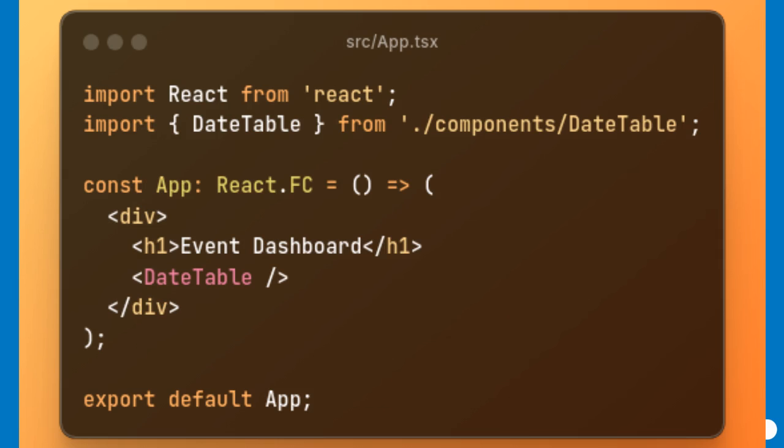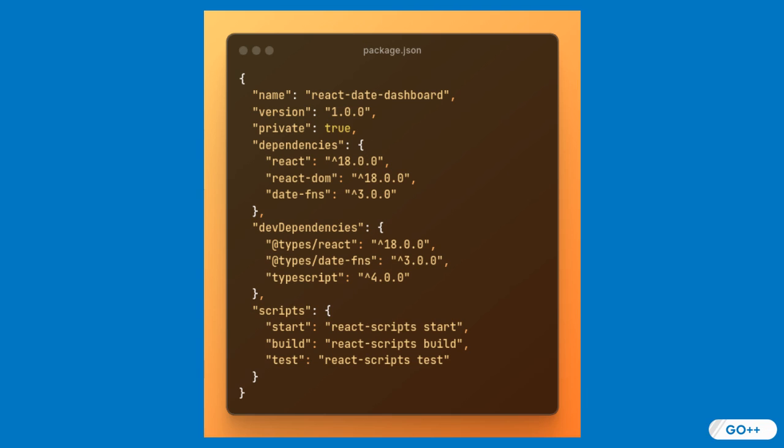The main app component integrates the event dashboard table, demonstrating a clean React structure for modularity and maintainability. The package.json lists all necessary dependencies for React, TypeScript, and date-fns, ensuring a reproducible, up-to-date development environment.